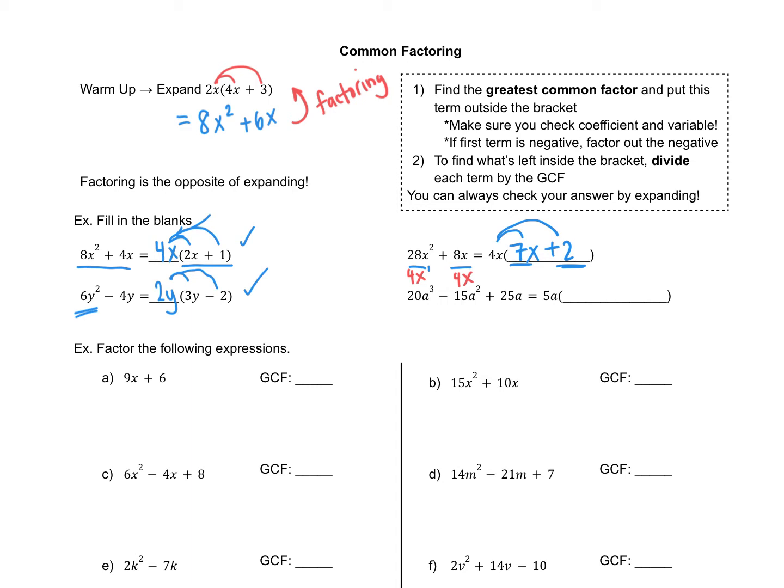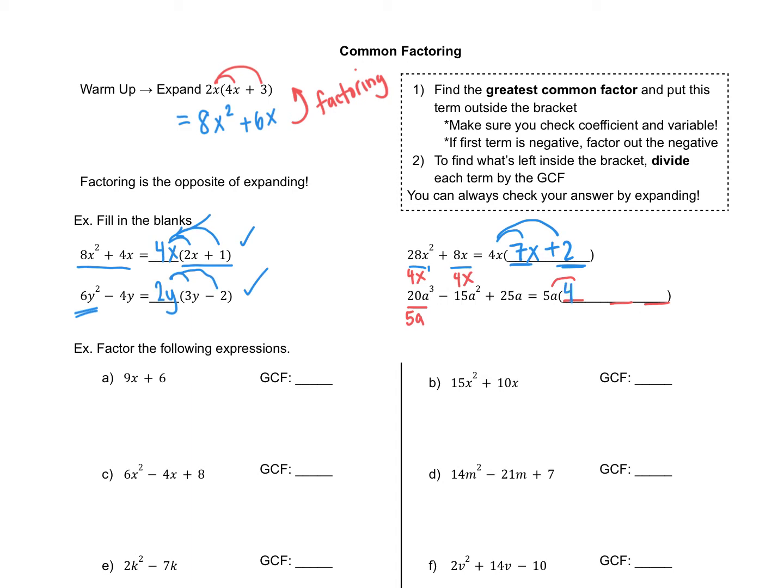Okay, in the next one, we have 3 terms here. So 20a cubed minus 15a squared plus 25a equals 5a times something. So first of all, I should have 3 terms here because I started with 3 terms. And in the first one, 5a times something should give me 20a cubed. So if we're using the division idea, I'm going to divide 20a cubed divided by 5a. So 20 divided by 5 is 4.